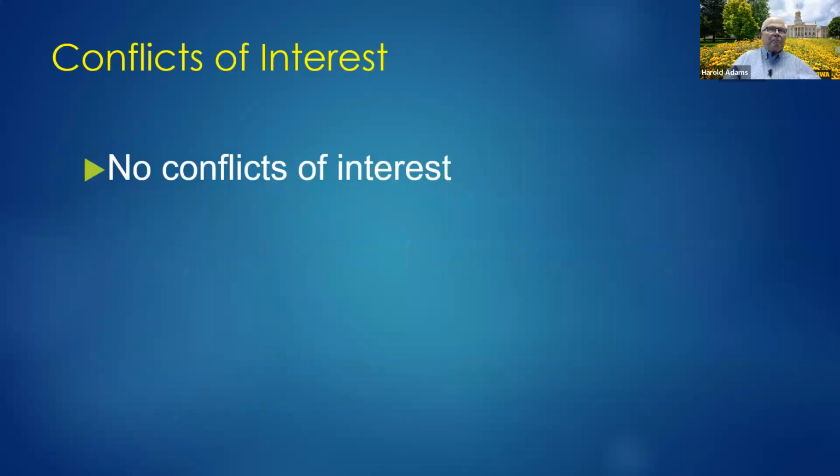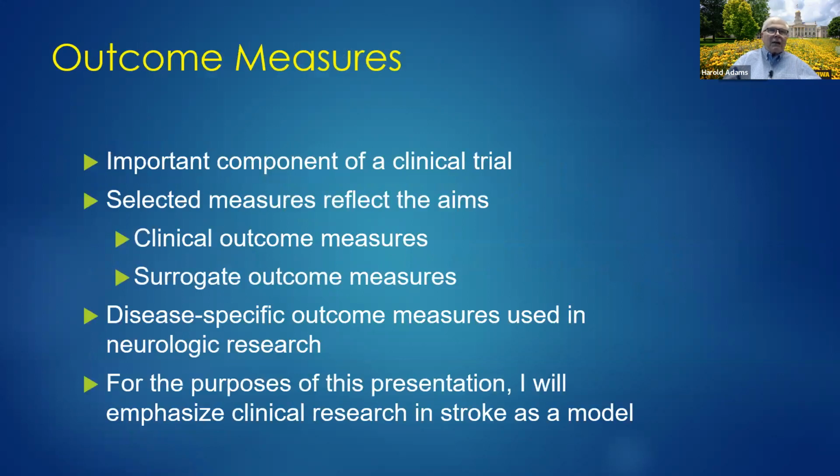We'll go on. So when we pick outcome measures, this is an important component of a clinical trial. These are going to be looking at your specific aims. There are both clinical and then surrogate outcome measures. And these will be disease specific. For example, stroke scale measurements probably will not work in a patient with multiple sclerosis. I'm going to emphasize clinical research in stroke, as I mentioned, because of my past experience.